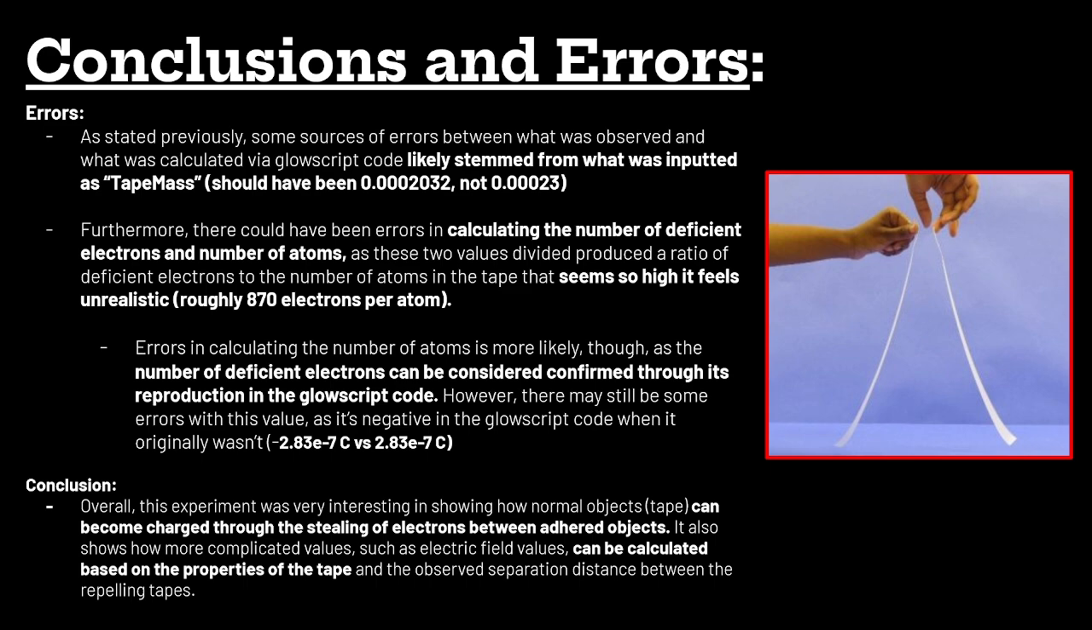But overall, this experiment was very interesting in showing how normal objects such as tape can become charged through the transferring of electrons between adhered objects. It also shows how more complicated values, such as electric field values, can be calculated based on the properties of the tape and the observed separation distance between the repelling tapes.